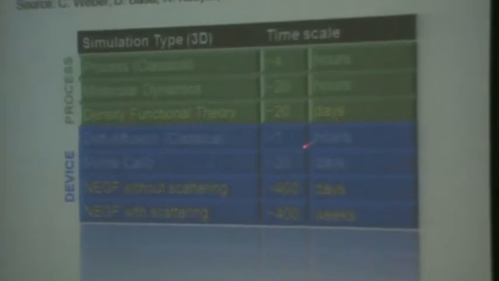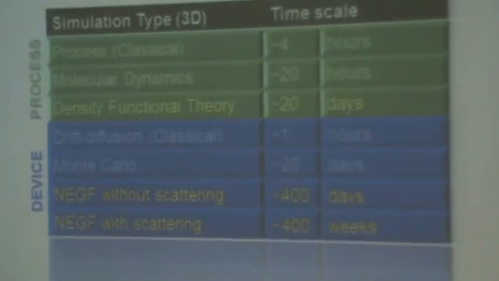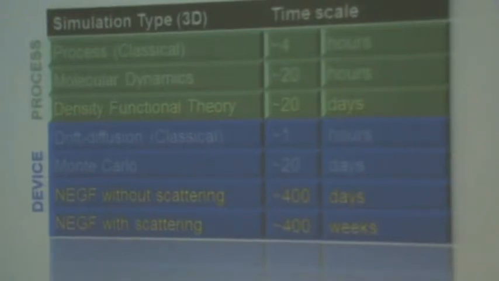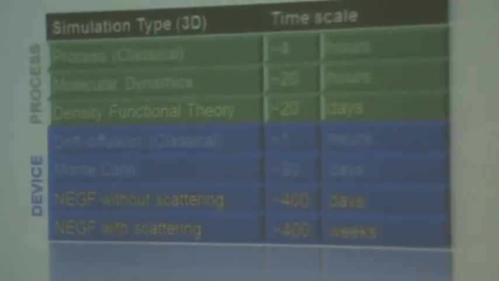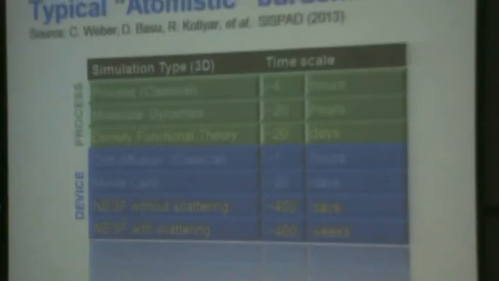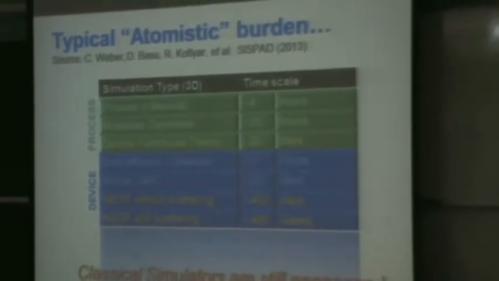But then if you look at the atomistic computational burden, it's incredible. I mean, density functional theory actually looks like a bargain compared to NEGF, which I would not have expected, actually. Now, obviously, we're not going to wait a year to get our NEGF results. But these are highly parallelizable codes. We throw lots of CPUs at them. But what you can tell is that it's so much more expensive to solve a problem now with these atomistic techniques that you cannot rely on them if you really want to support technology as closely as we do at Intel. So classical simulators are still necessary.